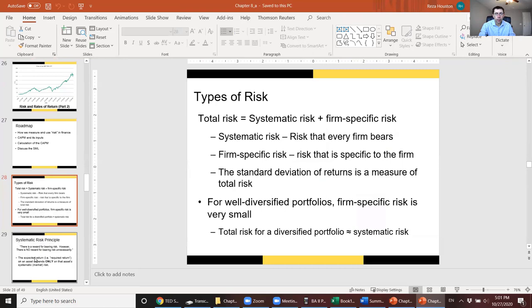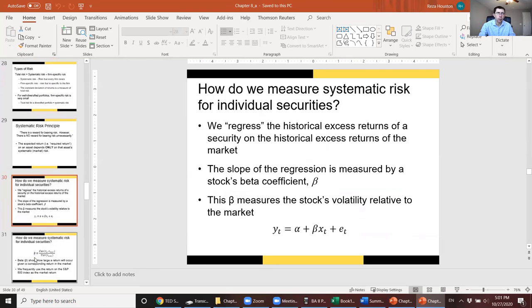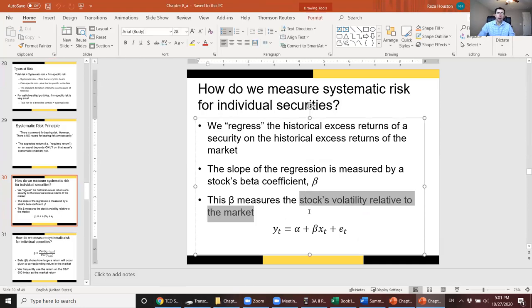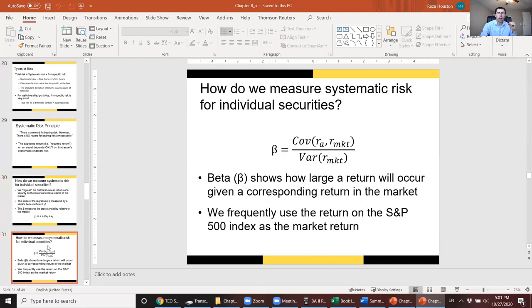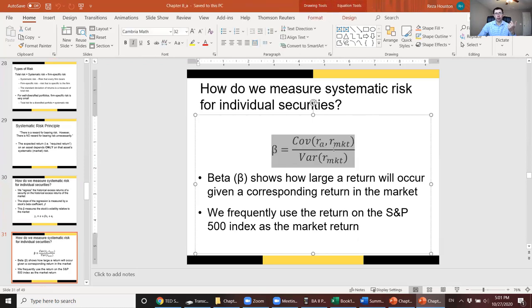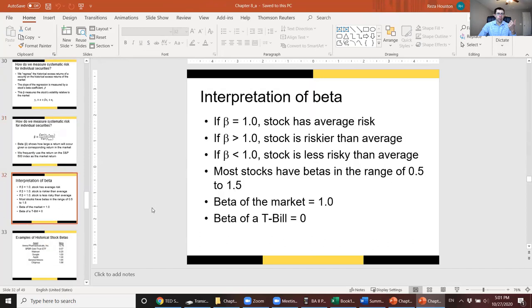And I know we didn't calculate beta in this class. If you take the investments class, you'll actually go through and calculate beta. But basically, beta measures the stock's volatility relative to the market. Essentially, the higher the beta, the higher the amount of market risk associated with a particular firm. And this is actually our formula for calculating beta. It's just the covariance between the returns of the stock and the market divided by the variance of the market. And the higher it is, the riskier the stock is.